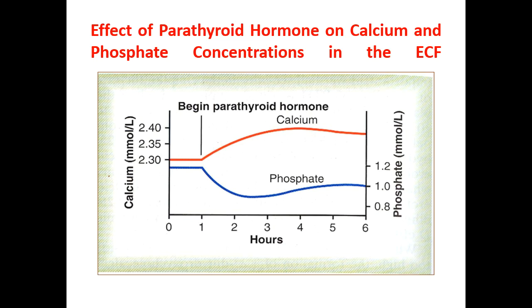This figure demonstrates the effect of parathyroid hormone on calcium and phosphate concentration in the extracellular fluid. Here is the calcium concentration, here is the time, while this is the phosphate concentration. A change in calcium concentration of about 2.5 milligrams per deciliter will increase the level of parathyroid hormone to promote a normal calcium pulse. This will cause a decrease in phosphate concentration.